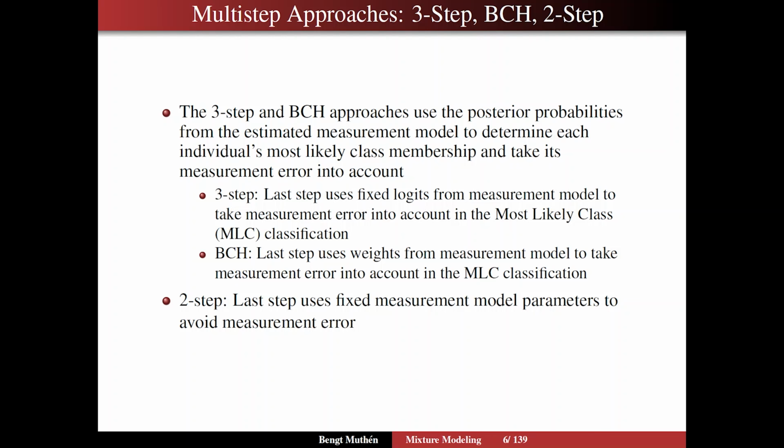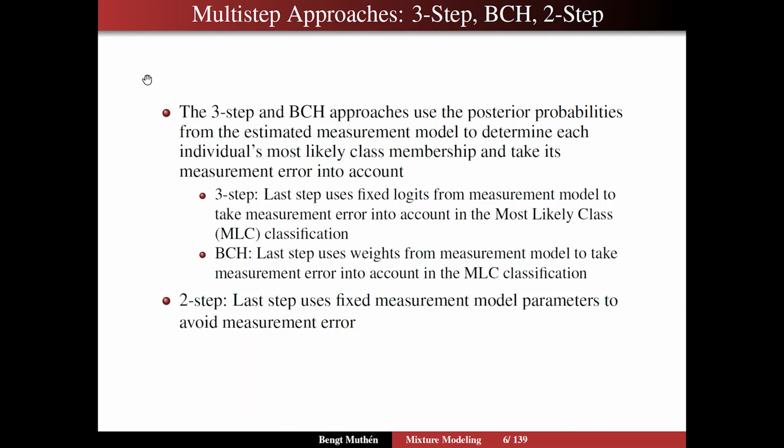So slide 6 then, we talk about the multi-step approaches of 3-step, BCH, and 2-step in a first intuitive fashion. Now, the 3-step and the BCH approaches use the so-called posterior probabilities from the estimated measurement model to determine each individual's most likely class membership and take its measurement error into account. And in the next couple of slides, I'm going to show you what a posterior probability actually is.